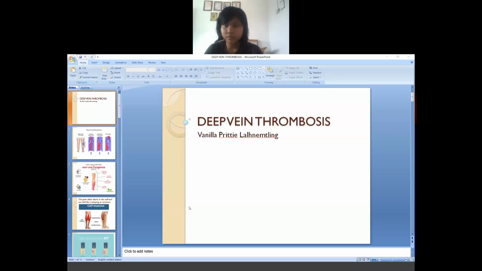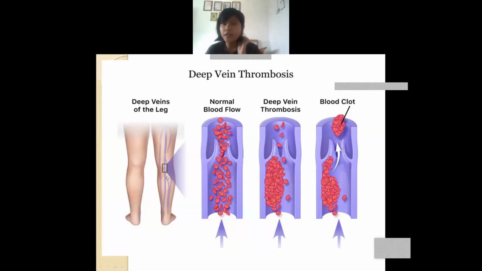So students, today we will be revising on the topic of deep vein thrombosis, also known as DVT. So we will discuss this. This is a picture of deep vein thrombosis. Deep vein thrombosis usually occurs in the deeper veins. Understand? You have superficial and deep veins, no? So it usually occurs in the deep veins. This is your leg portion, so it usually occurs here.